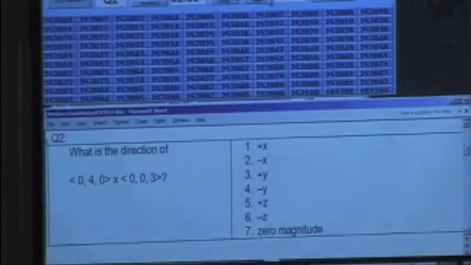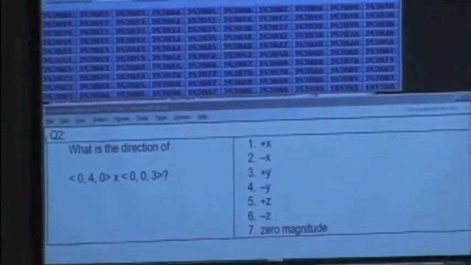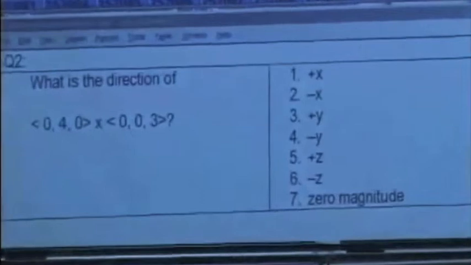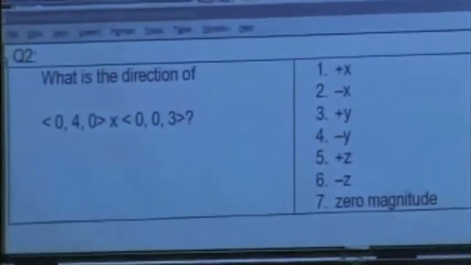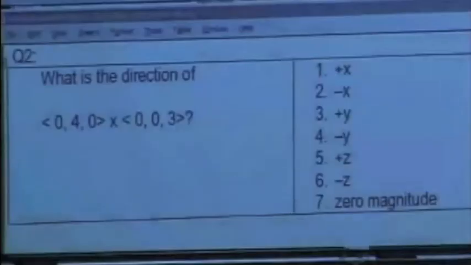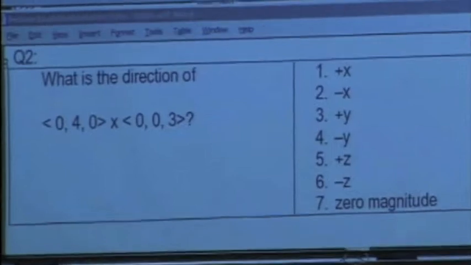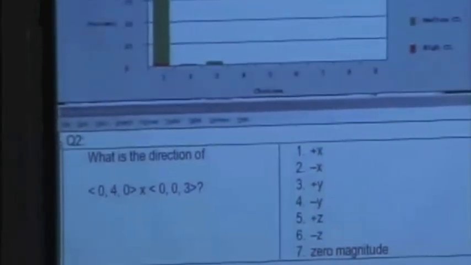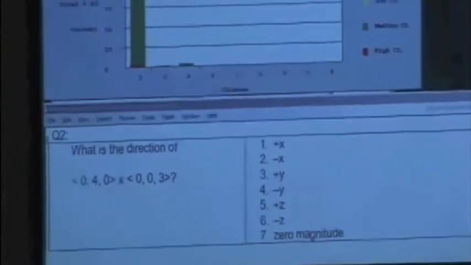Okay, how about this one? We have 0, 4, 0 cross 0, 0, 3. Okay, everybody thinks that one's plus x, and let's see. The first vector goes up, the second vector goes out, so yeah, plus x. Okay, good, excellent. So what does this have to do with magnetic fields?